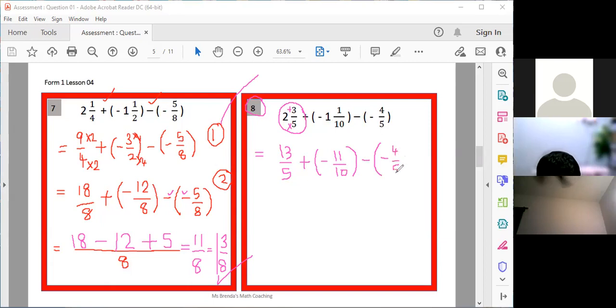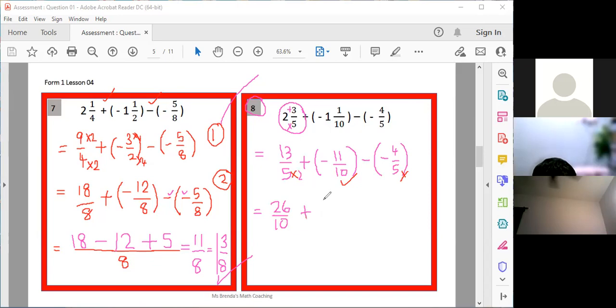Nothing to say here. This is already a proper fraction. Now, step 2. Change everything to a common denominator. Common denominator is going to be 10. So this will multiply and this will multiply. Understand? So work out. This times 2. 13 times 2, 26 over 10.